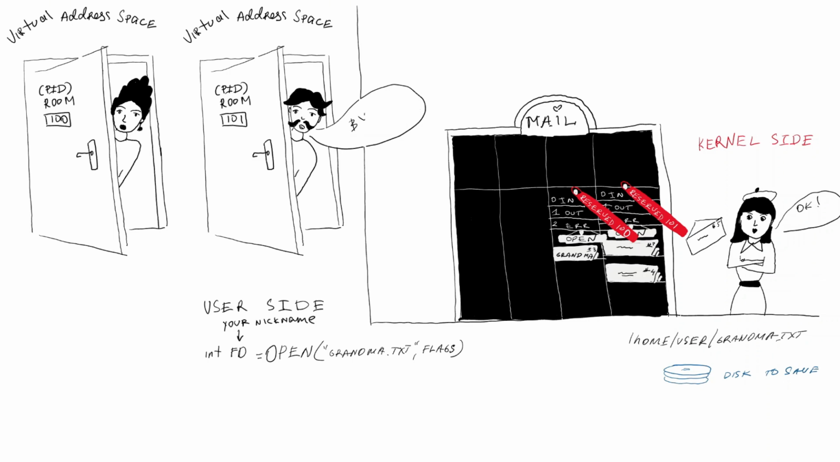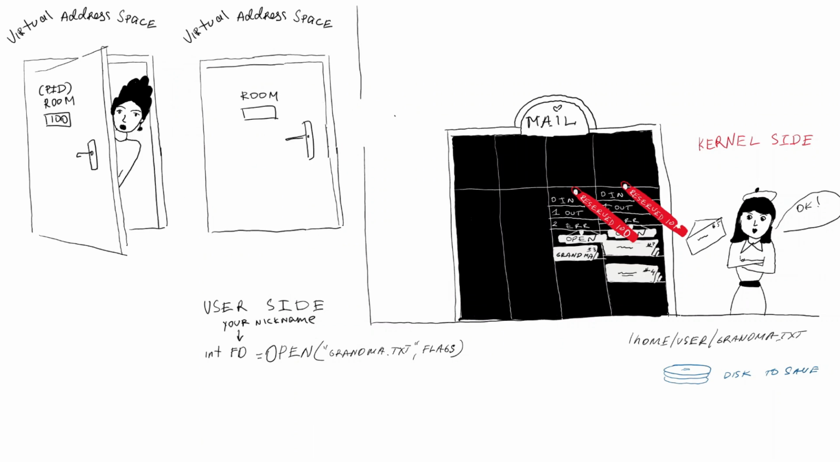Now, when your resident, aka process, leaves the building, the clerk automatically closes all their mail slots, including the ones for incoming and outgoing letters. If any letters were halfway through being written or sent, they get lost in the shuffle.